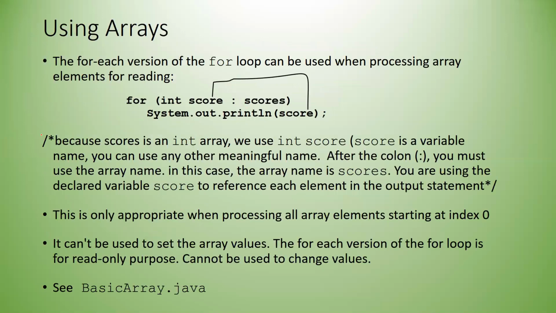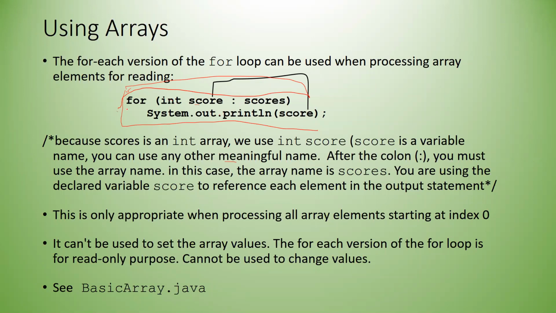Okay. Using arrays. Using an array, the for each version of the for loop can be used when processing array elements for reading. So, okay, let's look at this for each. Did we learn this syntax in chapter 5 or chapter 6? I think you learned this. I gave you examples. Yes, now I remember in my lecture notes, we learned this.